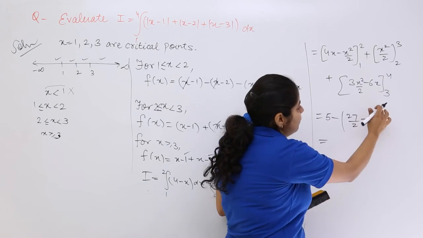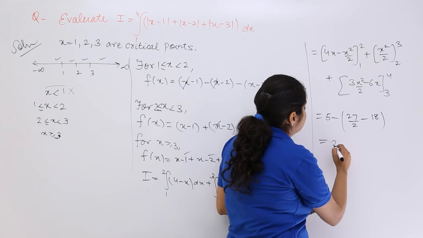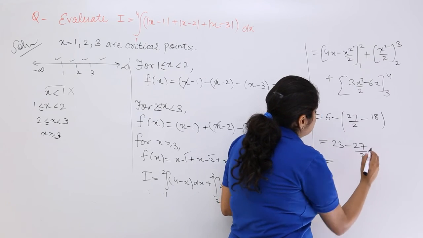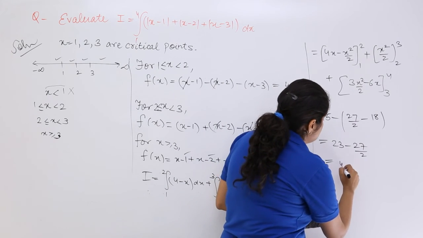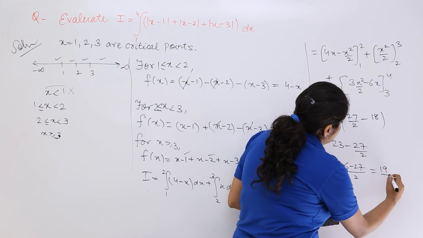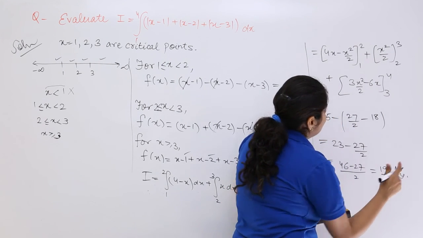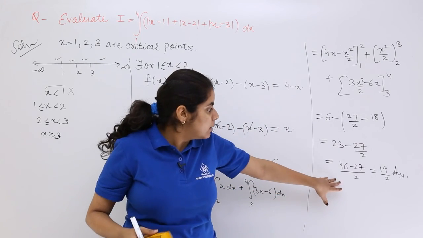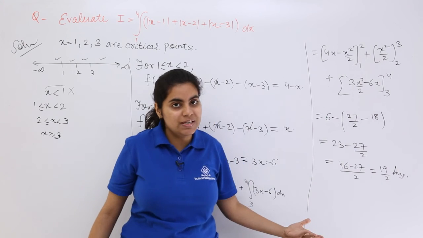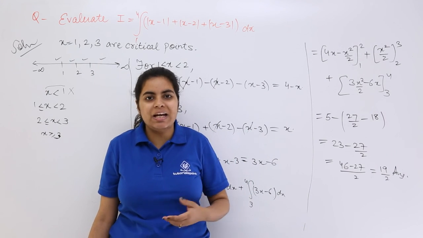Let me solve it. 5 plus 18 is 23, minus 27 by 2. So what should be the answer? It should be 46 minus 27 by 2. What should it be? It should be 19 by 2, because 19 and 27 add up to 46. So this is how you do this kind of a question.